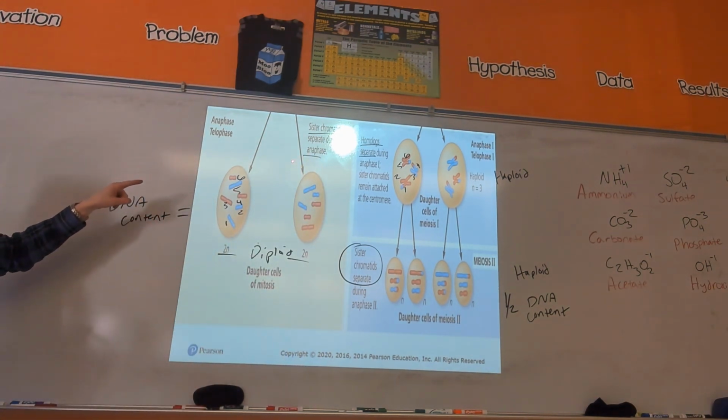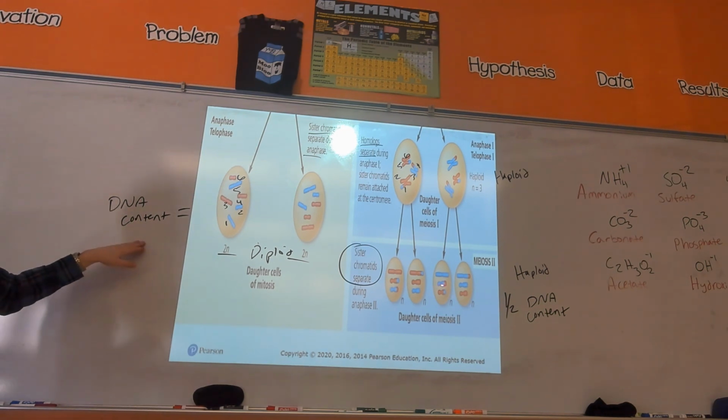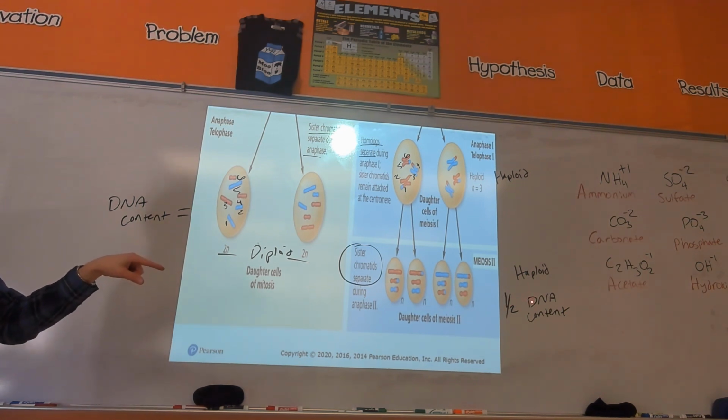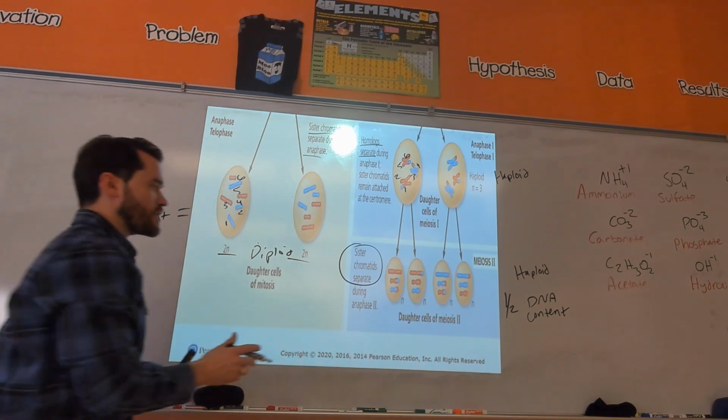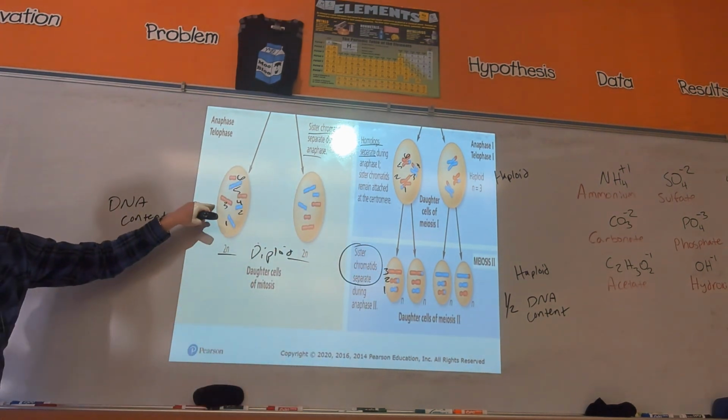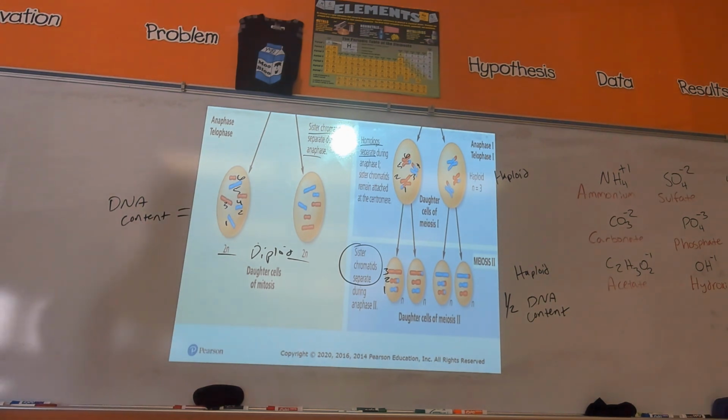The difference is that the daughter cells that come from it number 4 that are haploid, as opposed to 2 that are diploid. And they're going to have half the DNA content. So here there are only 3 chromatids per cell, as opposed to 6 at the end of mitosis.